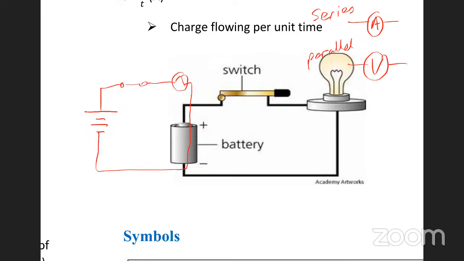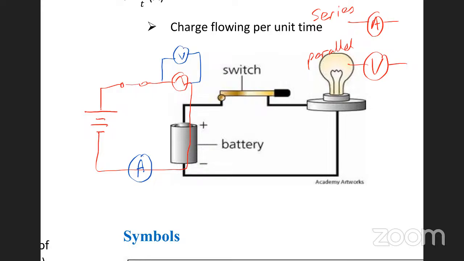All right, nice. So let's take a look at this circuit. And I want to put in an ammeter and a voltmeter in this circuit, right? So I can put the ammeter right here. It doesn't matter where. Connected in series. But the voltmeter has to go across the load in parallel.